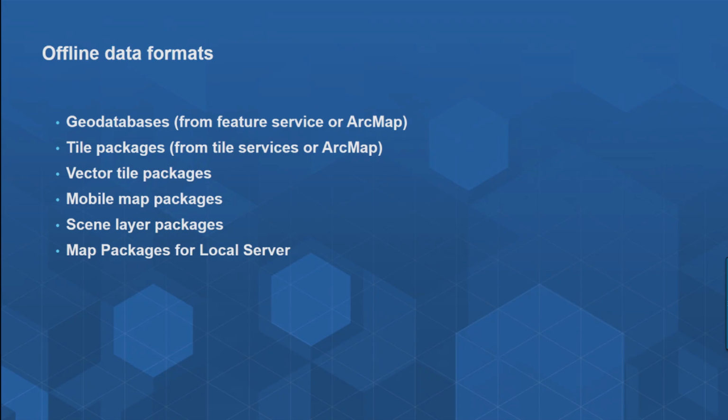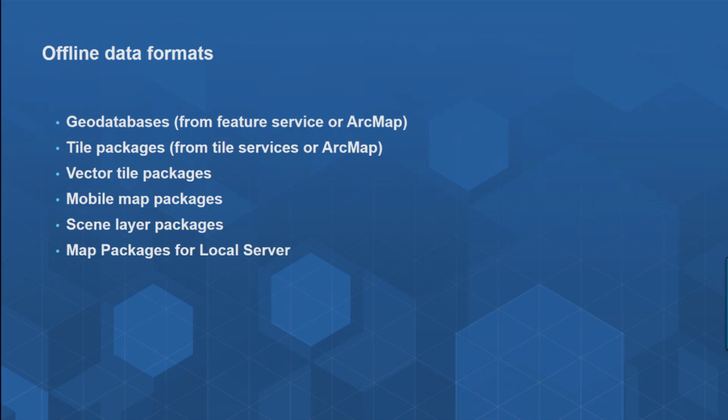Okay, well, as well as feature data, there's a whole host of other data formats that you can use in an offline environment. We've already talked about the geodatabases, which can come from your feature services or from ArcMap. Obviously, you're going to need your background mapping, your wallpaper, so you can get offline tile packages on your machine. Again, you can go to a tiled service and request it to download the tiled area that you're interested in, or you can generate these with ArcMap as well.